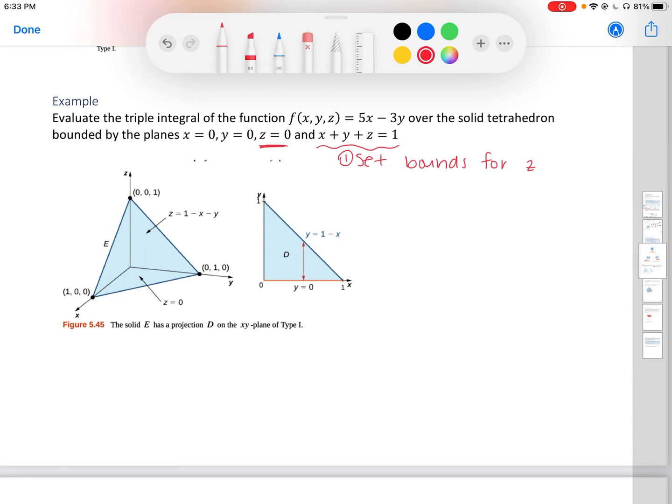So let's set the equation equal to z. So I have z, and I move my other variables over. So I have 1 minus x minus y. And I see that the lowest bound is 0. All right, so we already set up our integral in terms of dz. So I have z is equal to 1 minus x minus y, and z is equal to 0. And we have our equation 5x minus 3y.